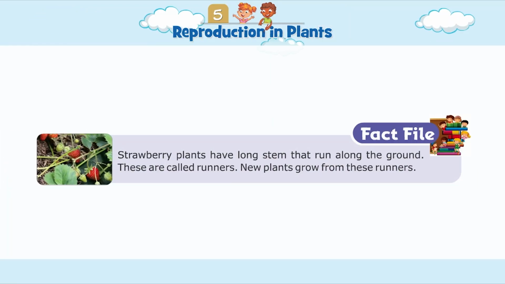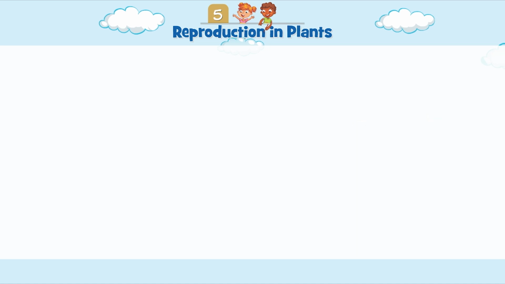Fact file. Strawberry plants have long stems that run along the ground. These are called runners. New plants grow from these runners.